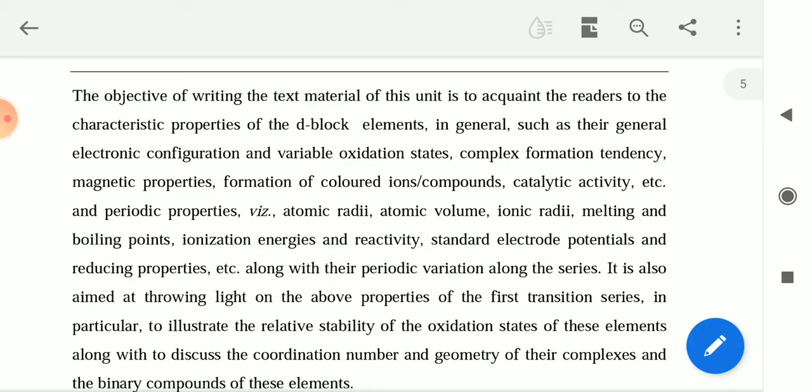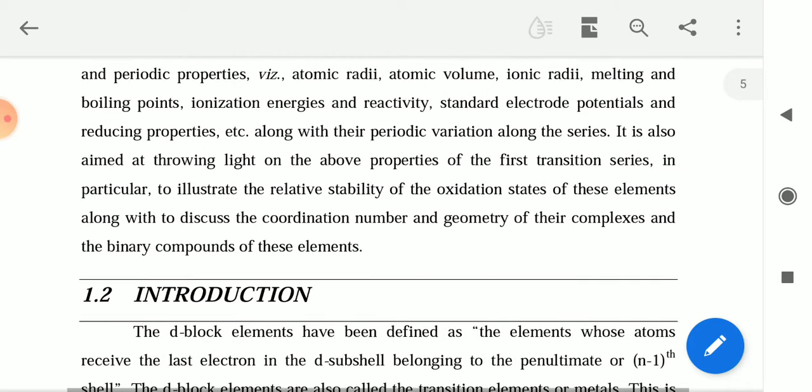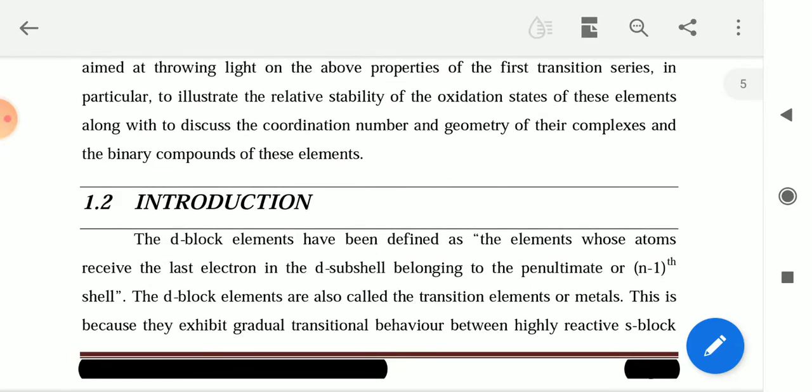First we have to discuss what the d block elements are. The d block elements are defined as the elements whose atoms receive the last electron in the d shell belonging to the n minus 1th shell. The d block elements are also known as the transition elements or the transition metals.